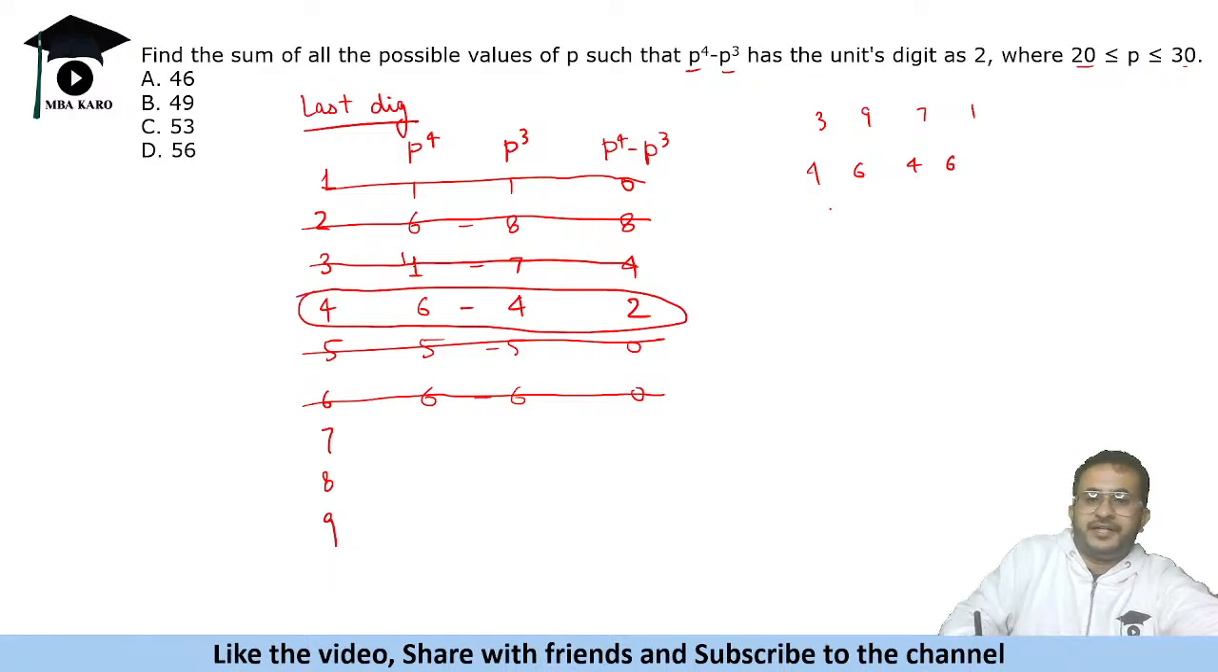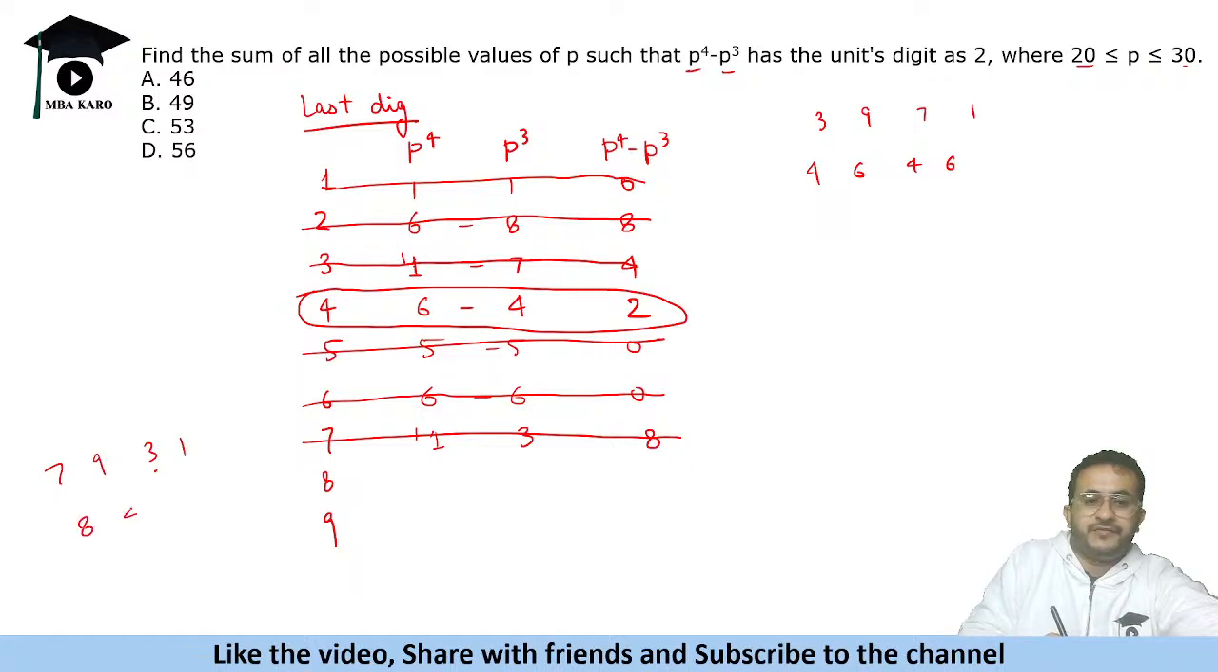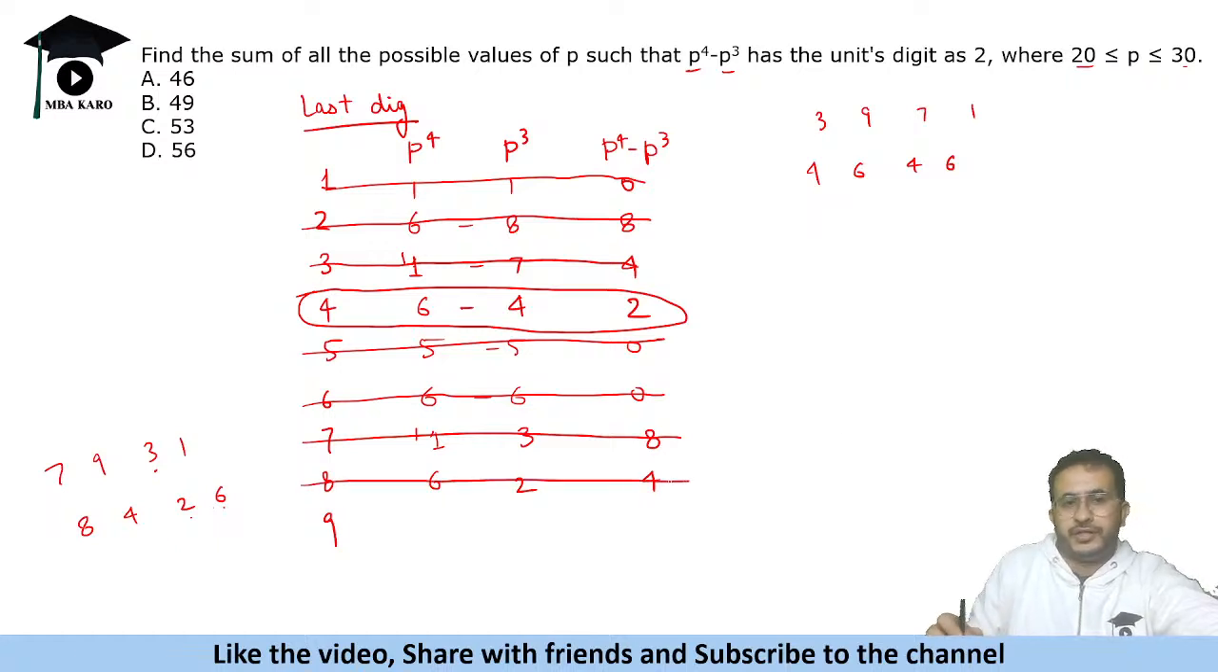Okay, 7 to the power, fourth power: 7, 9, 3, 1, and this is 3. The last digit will turn out to be 8. 8, 8, 4, 2, 6, and 6. If we subtract 2 we will get 4. That also does not help.